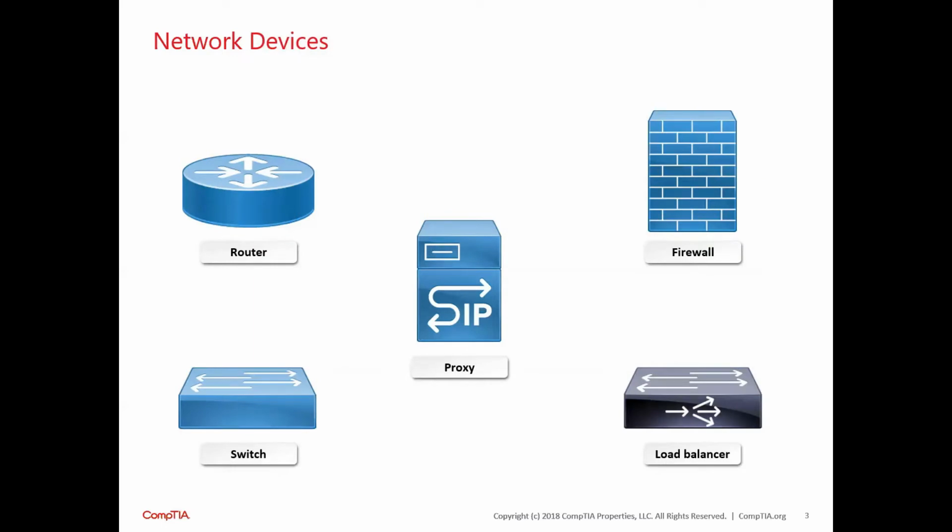So these are just some examples of the network devices. You have router, we have the firewall, proxy, switch, and load balancer. Now, for the exam, if you're going to take the exam, make sure that you understand the use of each network device, for example, what is the purpose or the function of a router? That's why they call it a router, because it has the function of routing the packet from one network to another, different network.